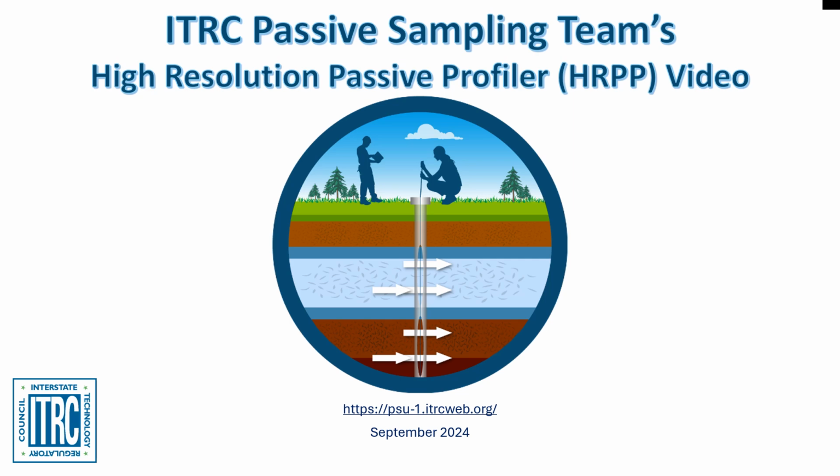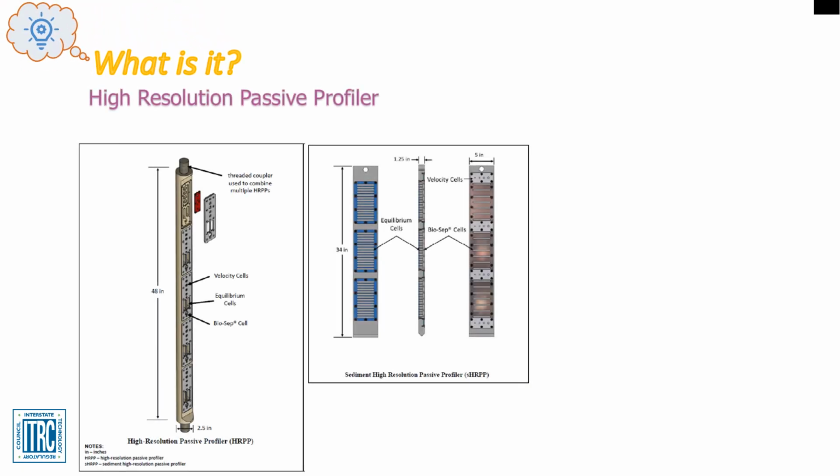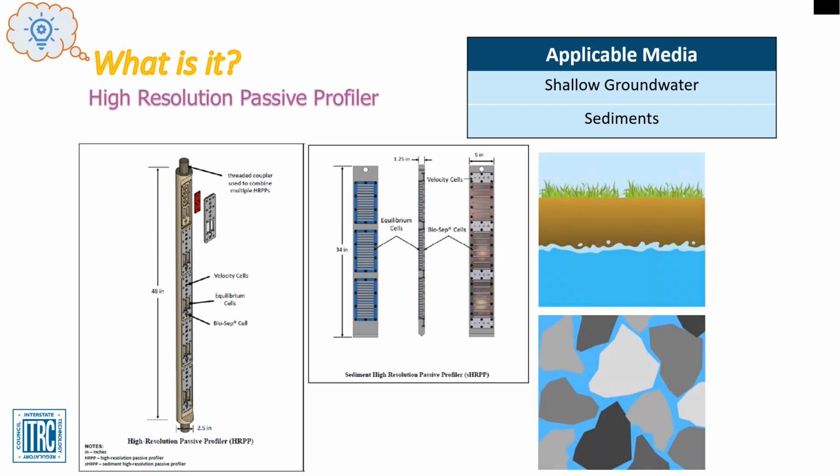The High-Resolution Passive Profiler, or HRPP, is a diffusion-based equilibrium-type passive sampler used to quantify and delineate a wide range of chemicals and sediments in shallow groundwater. The device essentially combines different passive sampler components including equilibration cells, microbiotraps, velocity cells, and solid-phase microextraction, or SPME fibers, to delineate various chemicals and key parameters at high resolutions. The combined tool can be used to measure concentrations of metals, volatile organic compounds, and certain geochemical parameters.